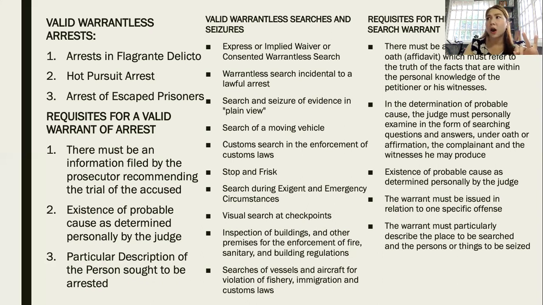So hindi porket mukhang gangster yon or may masama pala siyang loob doon na nakita niya nagloloko before, is pwede niya nang sabihin na yun yung gumawa ng krimen. There has to be probable cause. So what is the length of time allowed between the commission of the crime and the subsequent warrantless hot pursuit arrest? It depends on the circumstances, but it cannot be an appreciable amount of time.